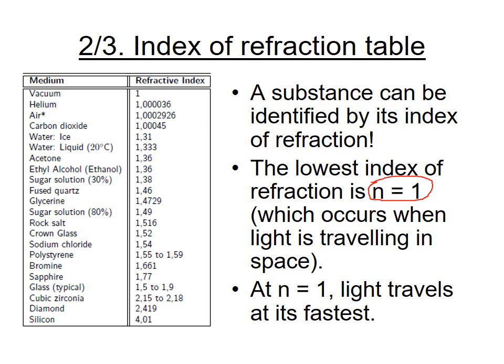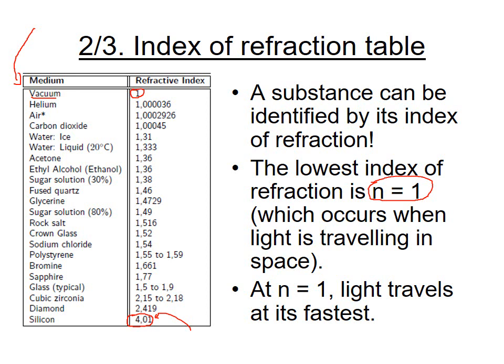Over here we have a table that has the index of refraction for a variety of different materials. And again, as you can see, in space, that's the smallest index of refraction, 1. Everything else has higher indices of refraction. So for example, if we look at, let's say, silicon, it has an index of refraction of 4.01, which means that light in silicon travels 4.01 times slower than it does in space.